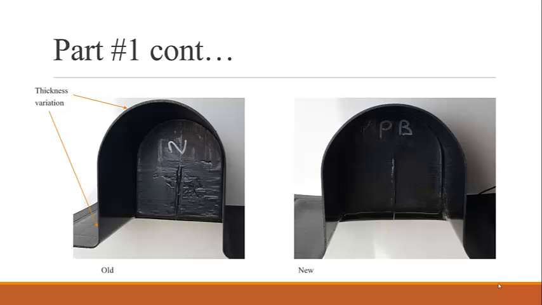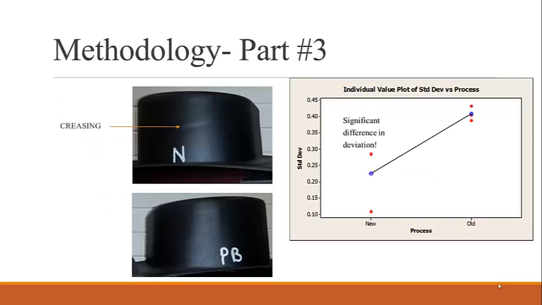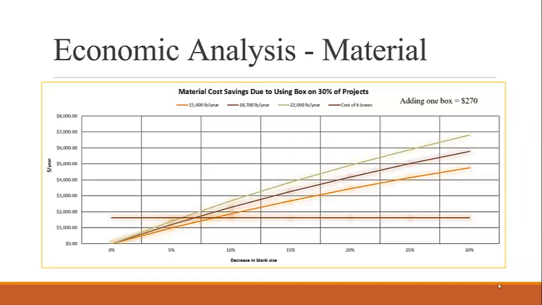This is a cross-section of our part, and we can see that there's been a clear reduction in wall thickness variation from the old process to the new. The results for part 2 show no significant difference in the wall thickness variation. This could be due to the fact that the part is shallow and thus its depth of draw has less effect on it. However, you can once again see that there are visual improvements on the part. Part 3 is very analogous to part 1, so we won't really look at it much further.